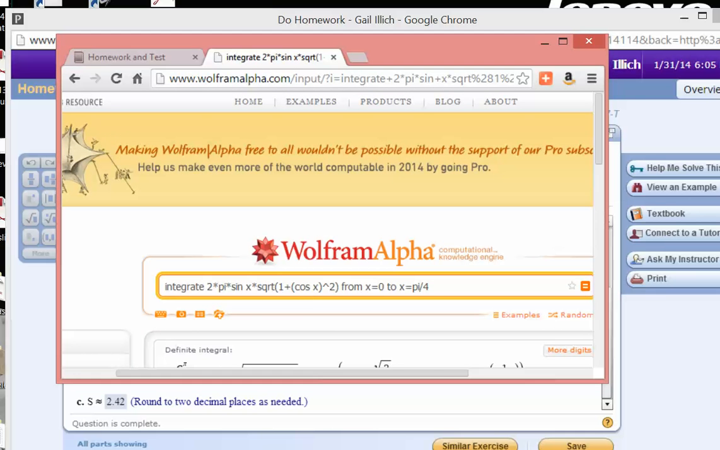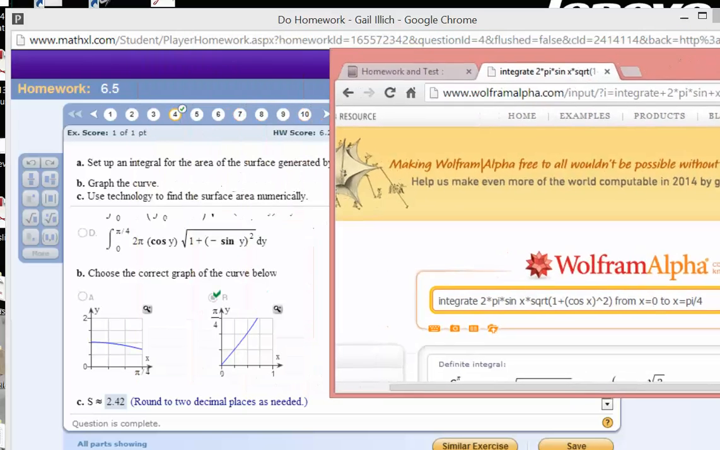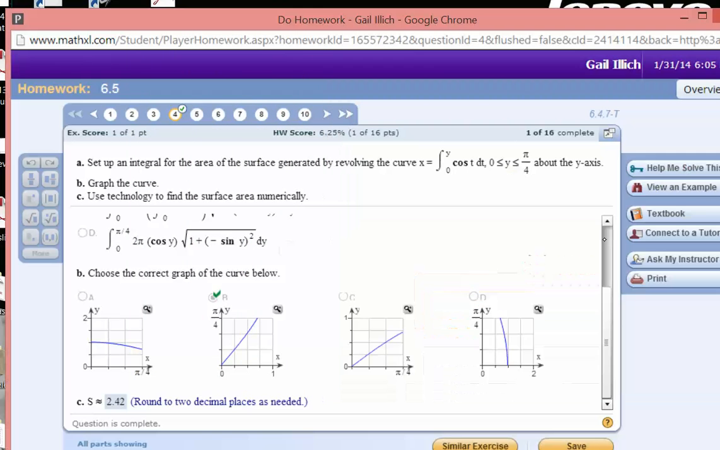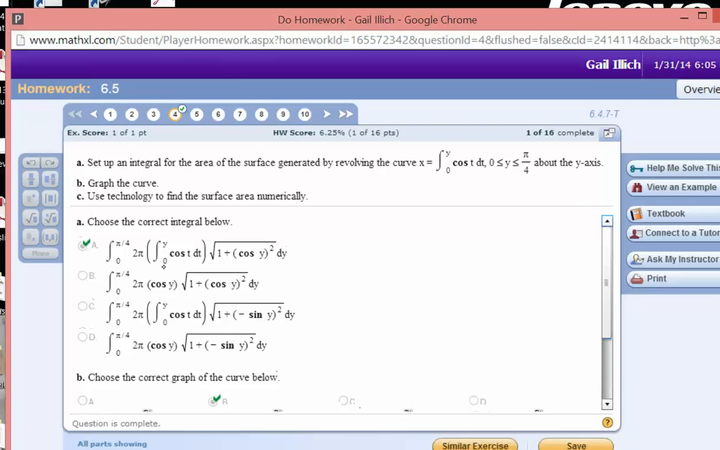So I did, because right here on your formula, when you're looking at A, your formula, you can actually simplify this integral from 0 to y of cosine t dt. That's just the sine of y, because if you integrate the cosine, you get the sine, and then evaluate it from 0 to y, it's just going to be sine y minus sine 0, which is just sine y.